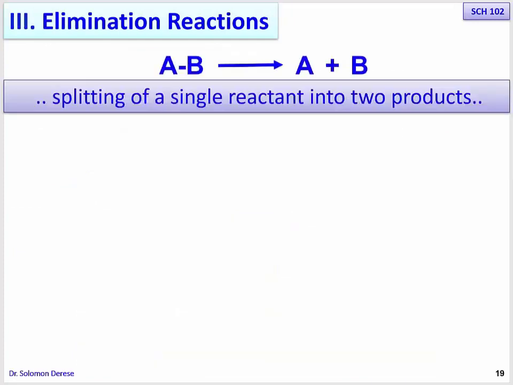The third reaction we are going to look at is elimination. Elimination basically involves removal of certain groups from a reactant to give two different products. As you can see, it is the exact opposite of addition. In addition, we have two reactants reacting with one another to give a single product. But in this case, a single reactant splits itself to give two different types of product.